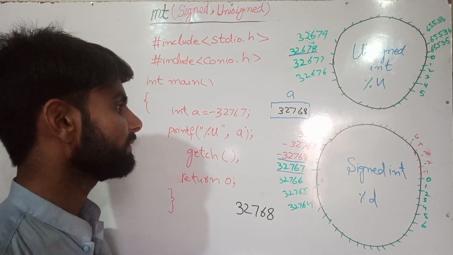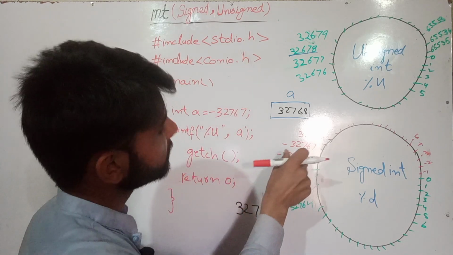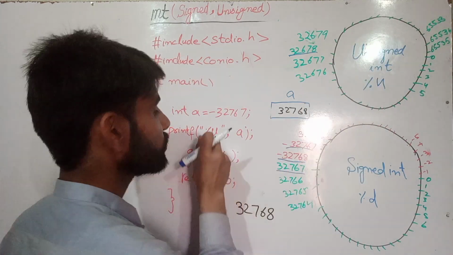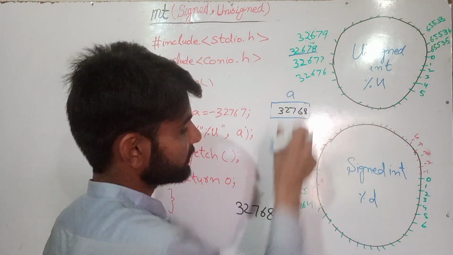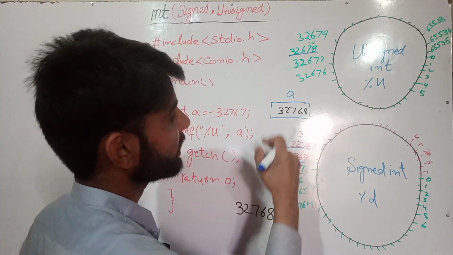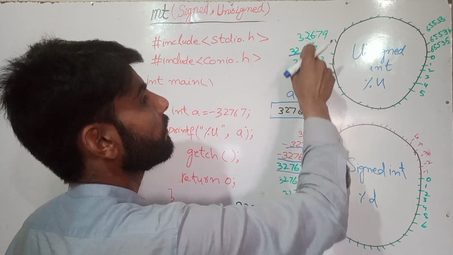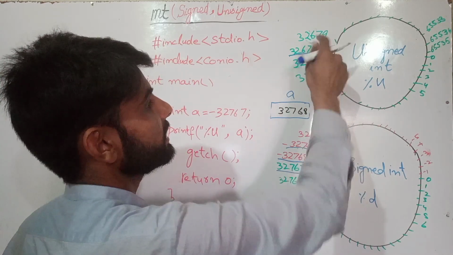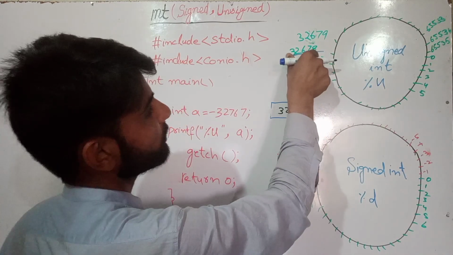So now how will the compiler check? The compiler will check where this value is. This value is this value, right? But the compiler will check in unsigned int because we have written percentage u here, right? So this positive value is here, right? We have assigned this value, 1 2 after the two values, right? So the compiler next checks the two values 32 76 and 68, and this value comes after the positive value, right?